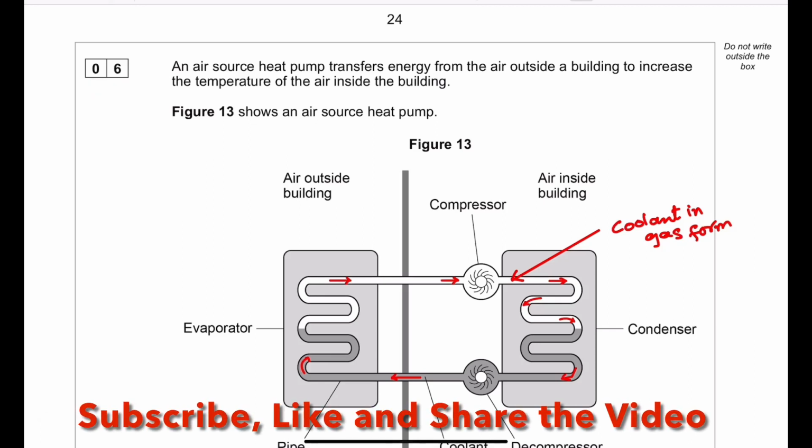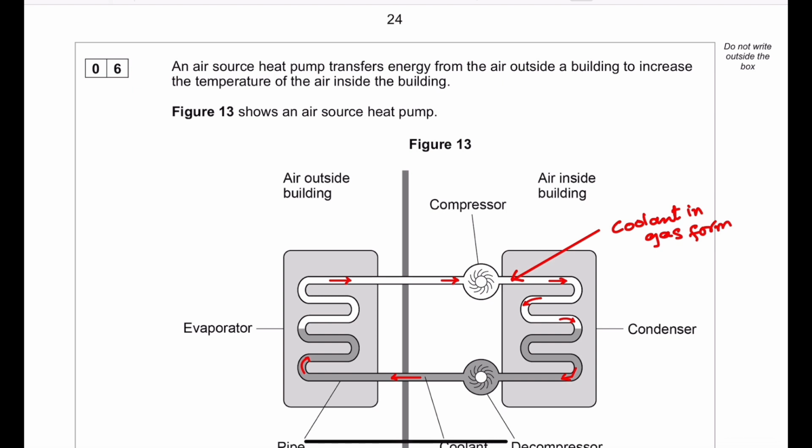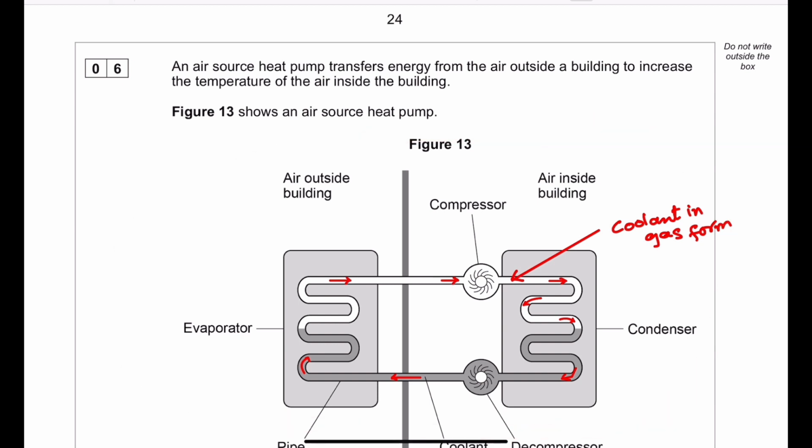Question number 6. An air source heat pump transfers energy from the air outside a building to increase the temperature of the air inside the building. Figure number 13 shows an air source heat pump. So this is a heat pump. It consists of two parts. If you look here, one is inside the building and the other is outside the building.